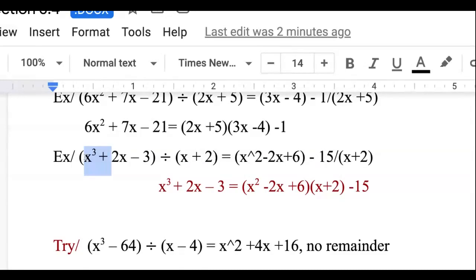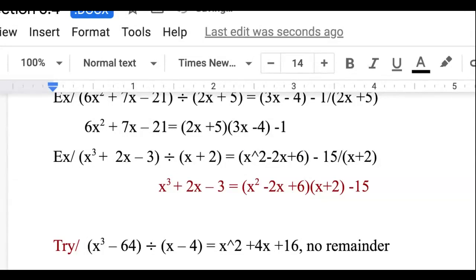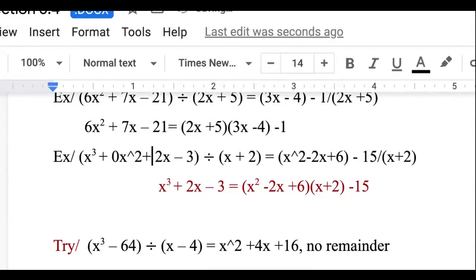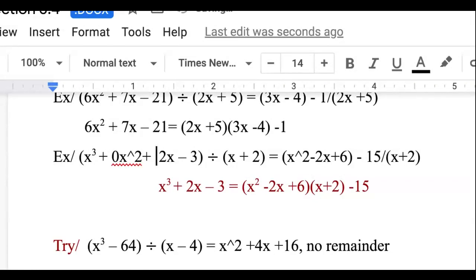The next example is x cubed plus 2x minus 3 divided by x plus 2. And this one, we see we don't have an x squared term. We have x cubed, x raised to 1. We don't have a square term. So when we put it inside the long division sign, we've got to keep a spot, write this, plus 0x squared to take the spot. All right, I hope this makes sense to you.